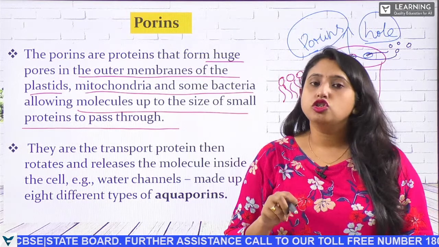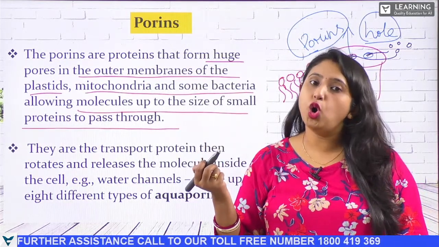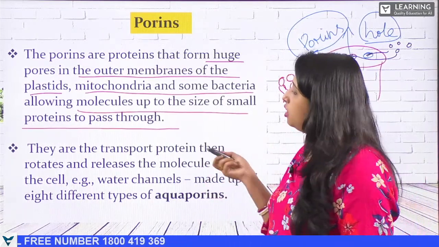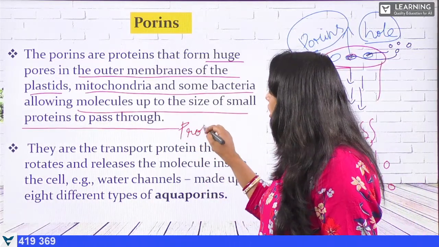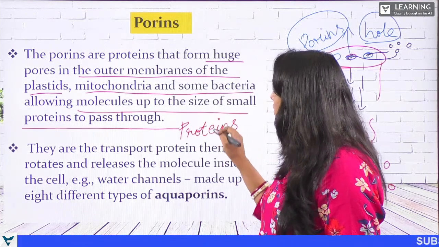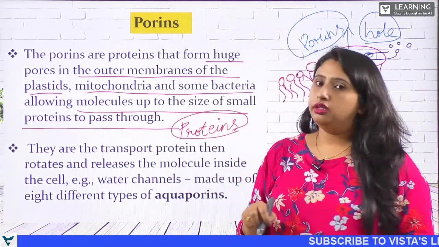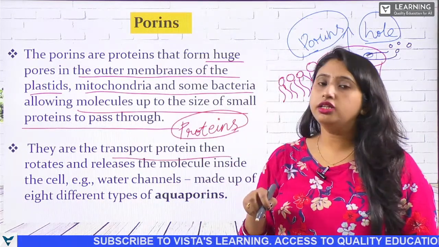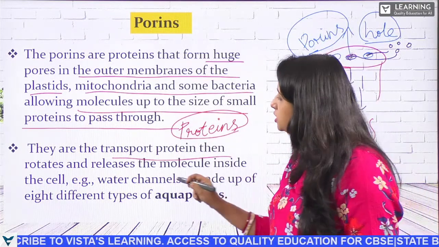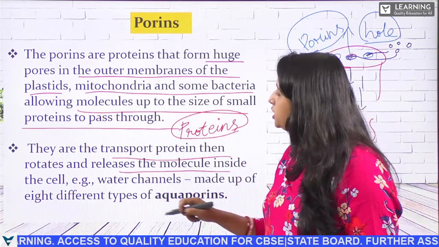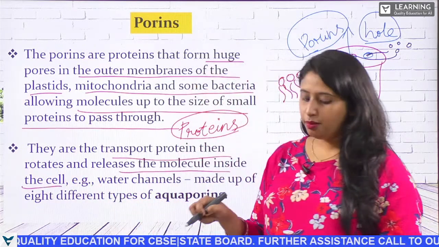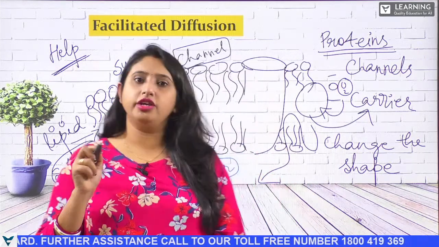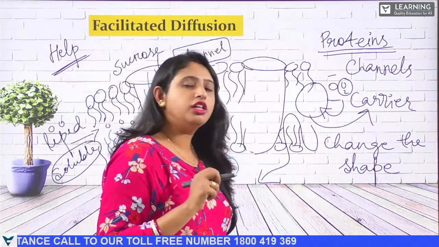Is that clear? They create holes in the membrane of mitochondria, plastids, and bacteria. They are the transport proteins that rotate and release the molecule inside the cell. As we were talking about the carrier proteins, here we talked about the carrier proteins. So these carrier proteins are nothing but the porins.